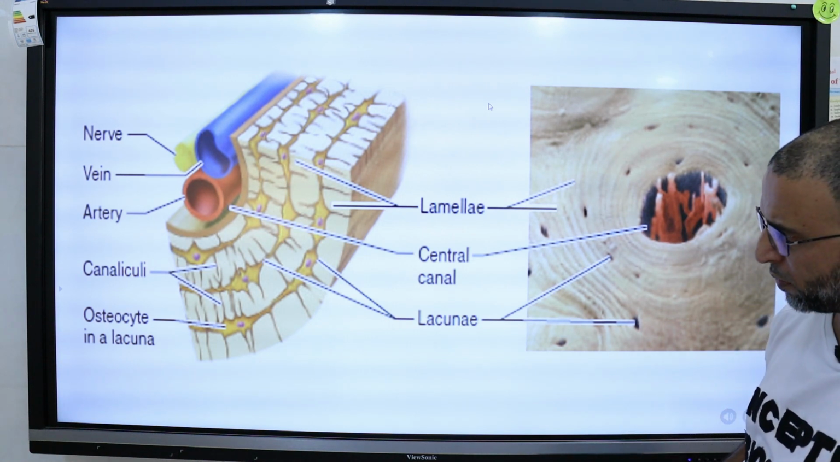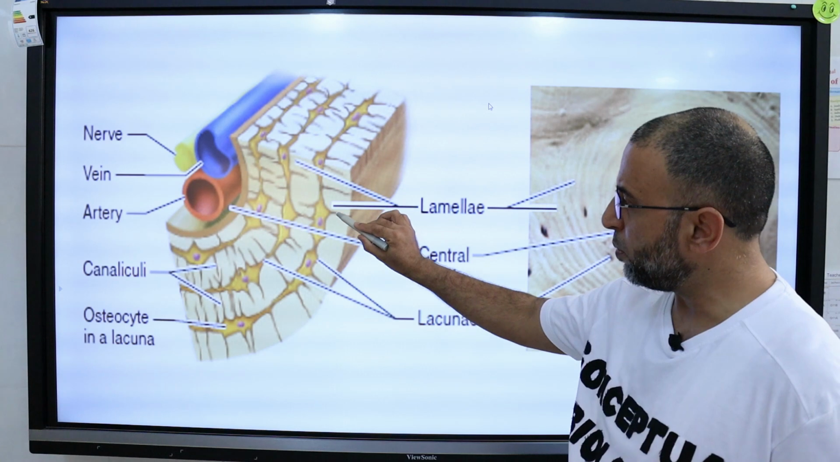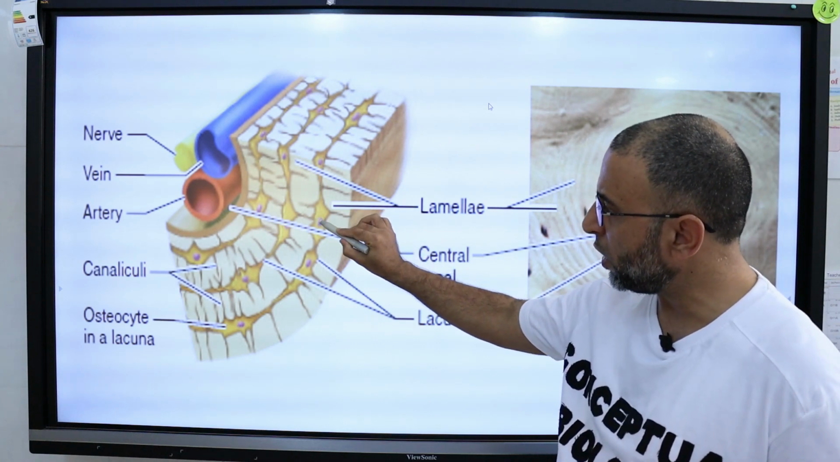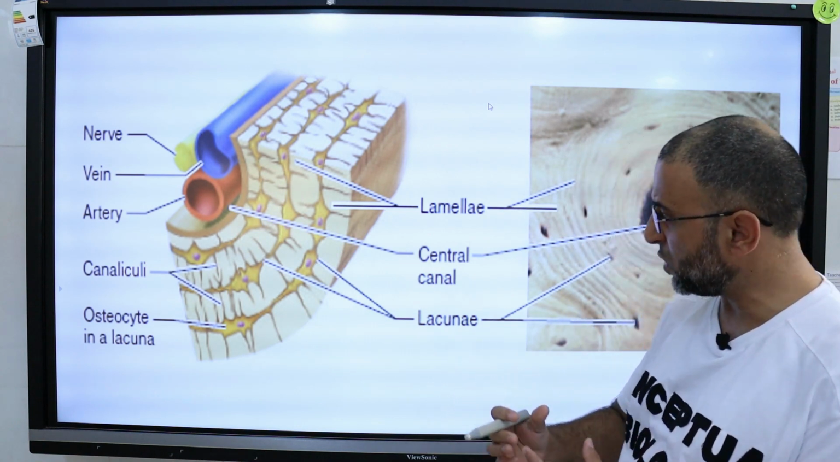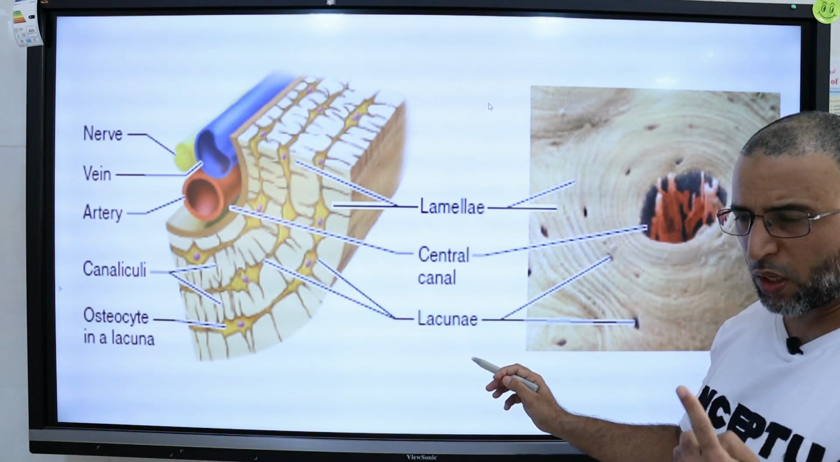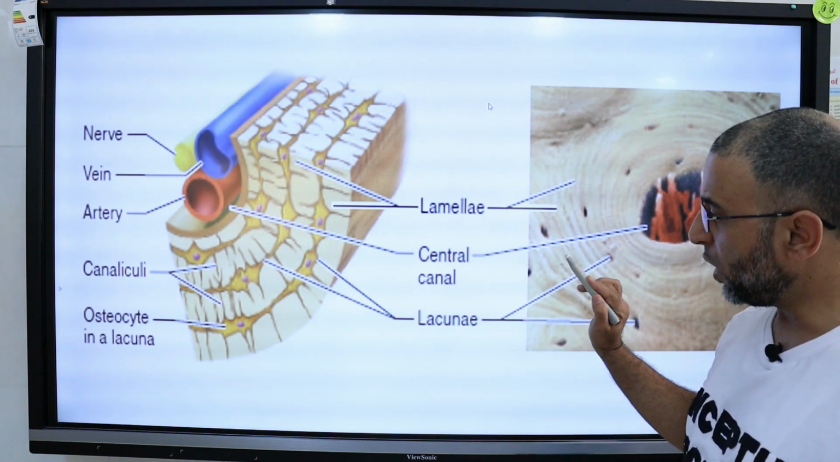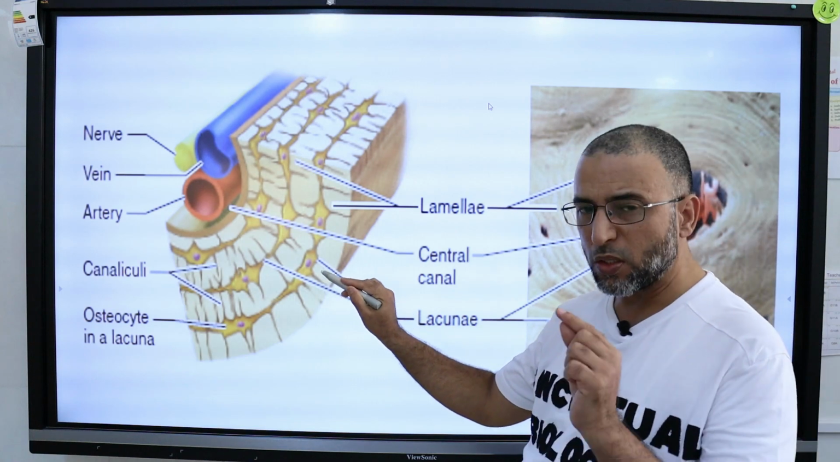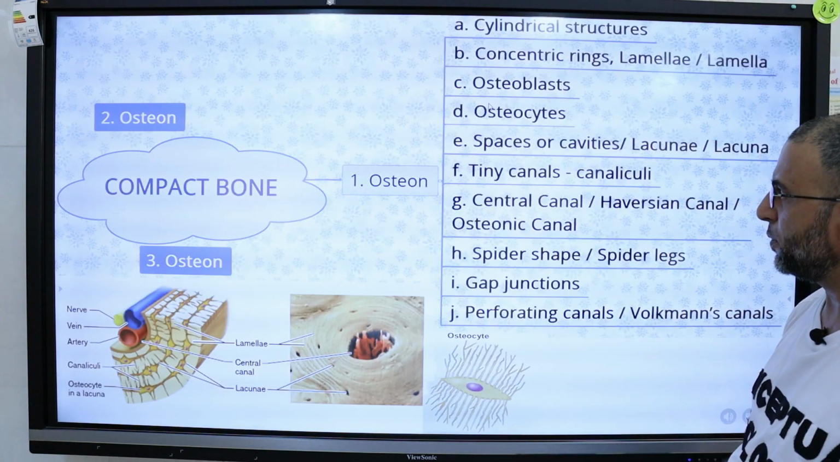living bone cells, and these living bone cells, the osteocytes, are present along with the lamellae in small spaces, small cavities, and these cavities are called lacunae. Lacuna is singular, lacunae is plural. In each lacuna there is a single osteocyte, a living bone cell.